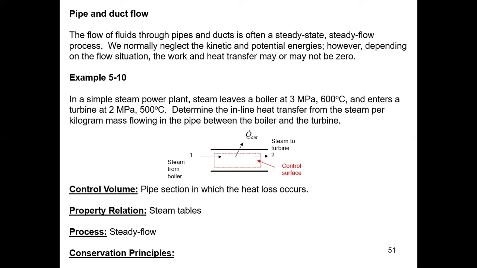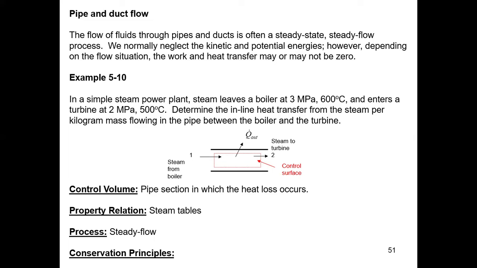So in a simple steam power plant, steam leaves the boiler at 3 megapascal, 600 degrees Celsius and enters a turbine at 2 megapascal, 500 degrees Celsius. Determine the heat transfer from the steam per kilogram mass flowing in the pipe between the boiler and the turbine. So the control volume is the pipe section in which the heat loss occurs.